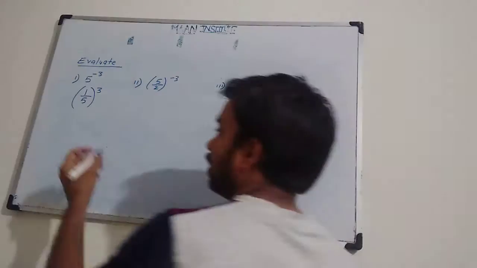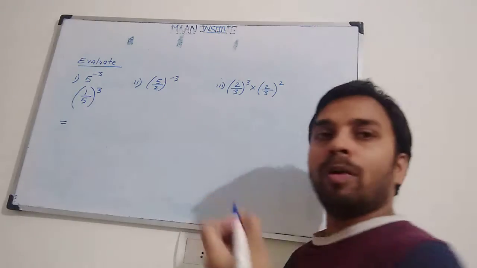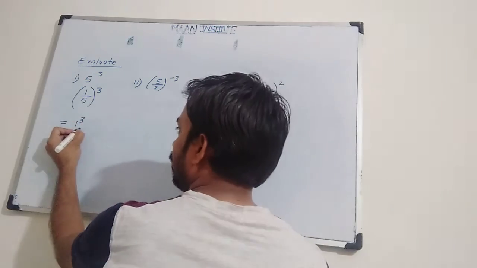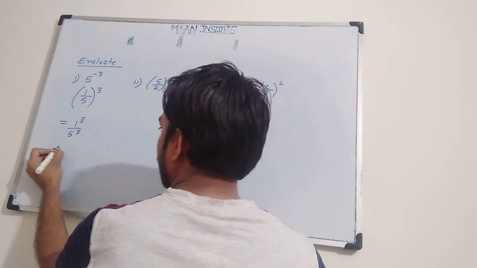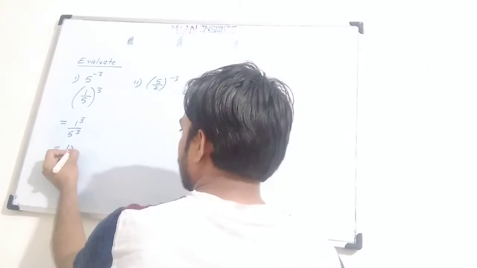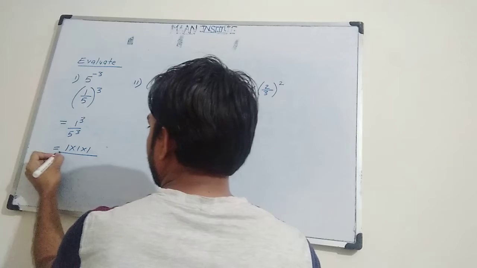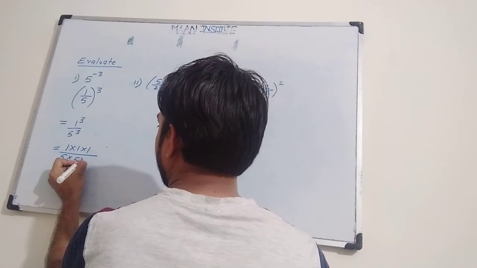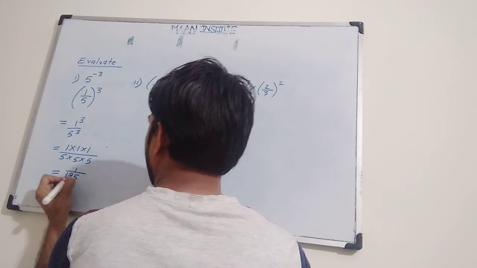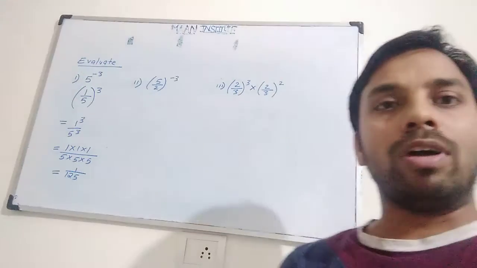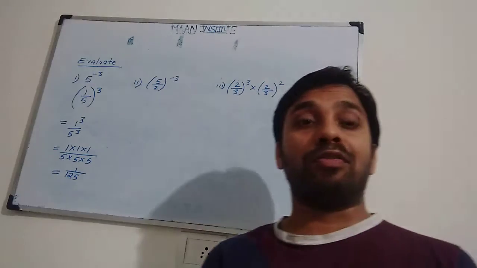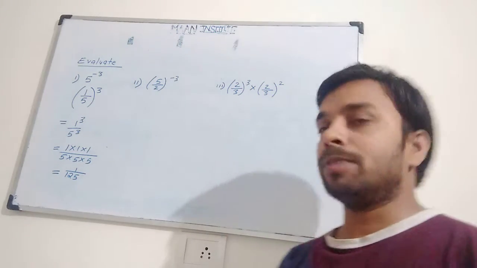Now solve it. So 1 by 5 to the power 3, cube, can be written as 1 cube and 5 cube. 1 cube means 1 multiplied by 1 multiplied by 1. 5 cube means 5 multiplied by 5 multiplied by 5. So it becomes 1 by 125. This is the answer, 1 upon 125. Understood what I have done here? Listen carefully, watch carefully.